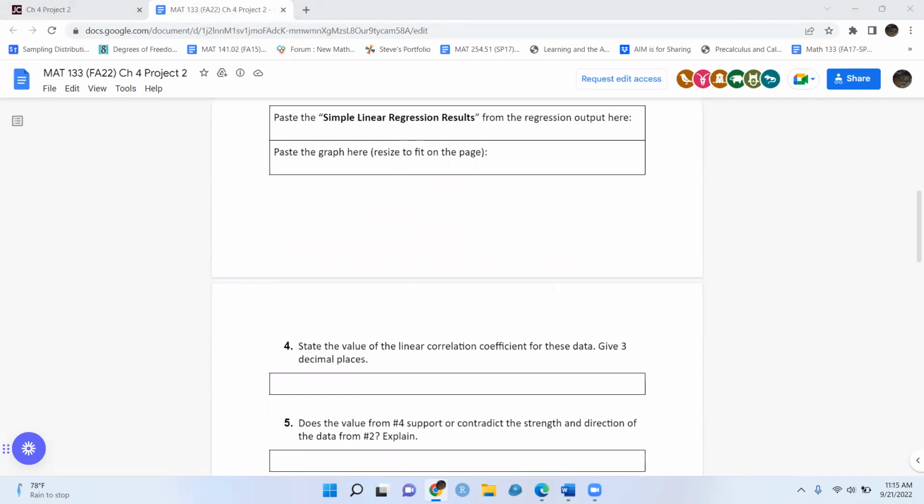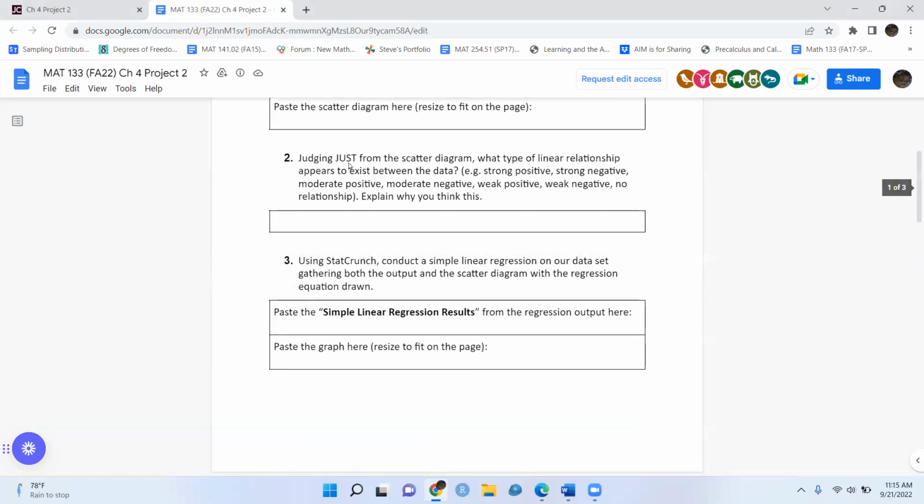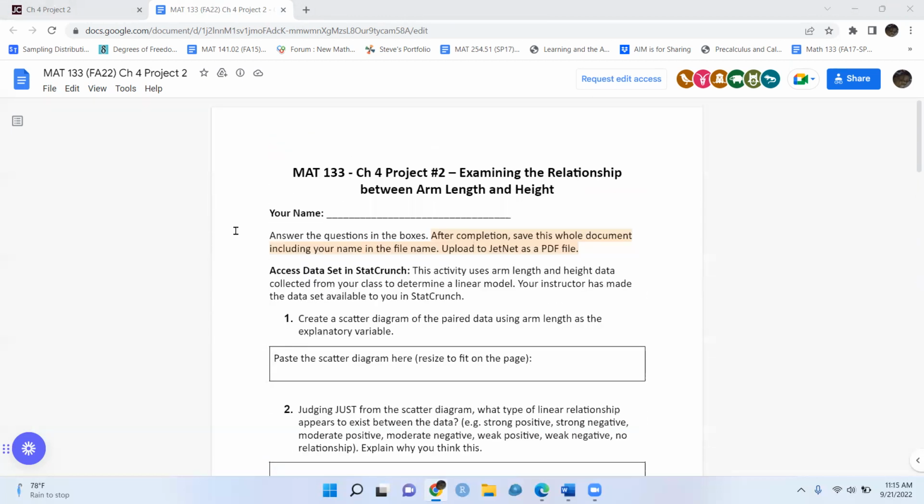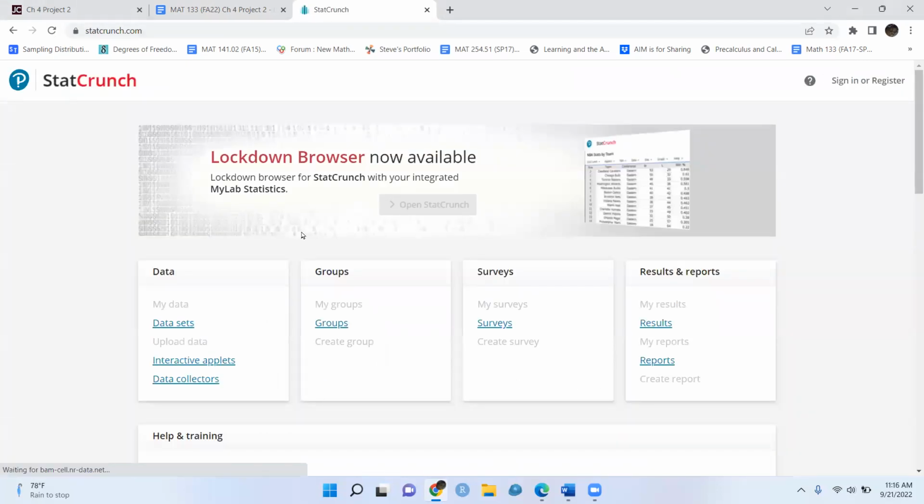We're doing chapter 4, project 2. Now, I did not have you collect data. So we're using arm length and height data collected from your class to determine a linear model. I did not do that, but there is data in here that we can use.